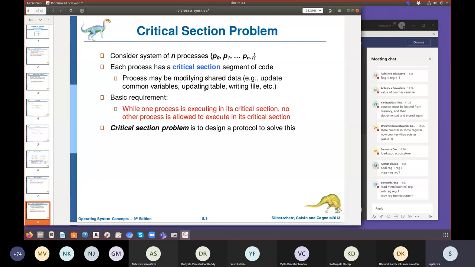So what is the basic requirement now for process synchronization is what is written in red here. While one process is executing in its critical section, no other process is allowed to execute in its critical section. Okay, and the critical section problem is to design a protocol to solve this. So any questions here? If not, I have a question.